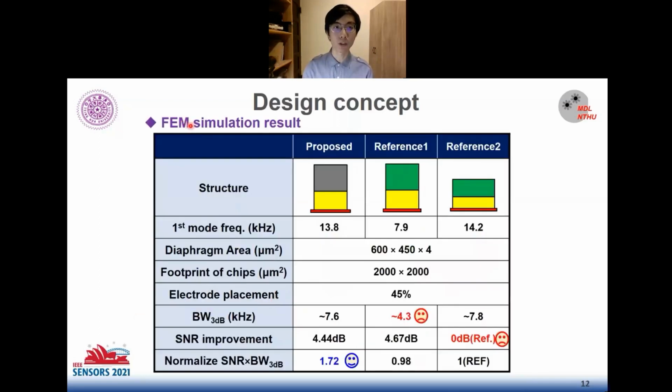In the finite element simulation result, we can see that the proposed design has better bandwidth compared to reference 1 and better signal-to-noise ratio compared to reference 2. And the normalized signal-to-noise ratio multiplied by bandwidth also shows a 70% increase compared to the two types of reference.